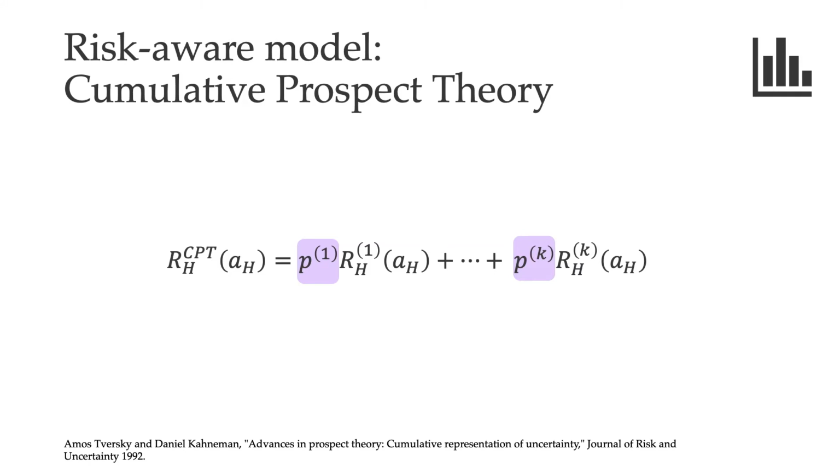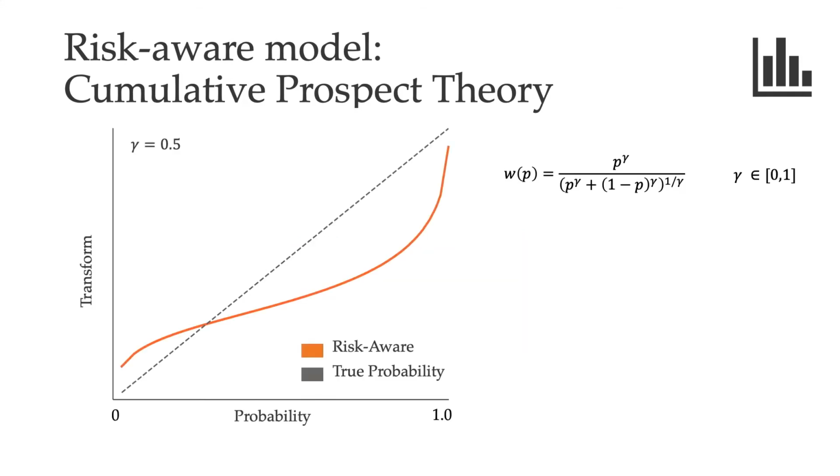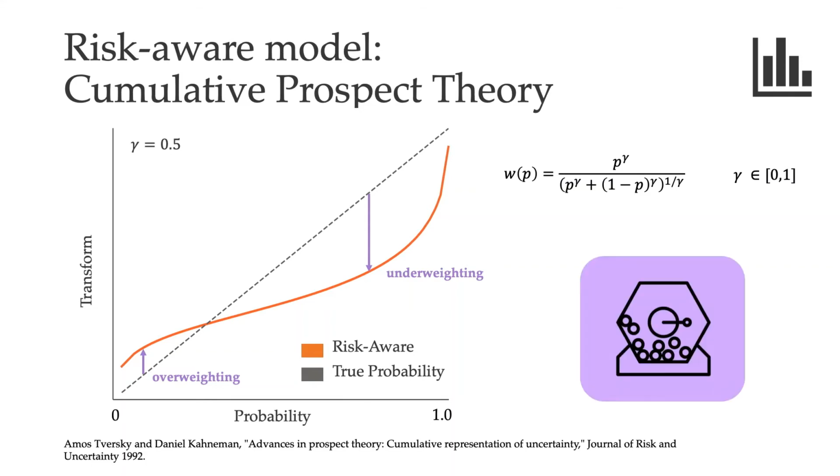CPT also transforms probabilities. Without loss of generality, let's say our rewards associated with each outcome are positive. Here we introduce one parameter, gamma. This transformation says that humans overweight smaller probabilities and underweight larger ones. For intuition, take playing the lottery. Even if the probability of winning is almost 0, we buy tickets anyway thinking we have a much larger chance.